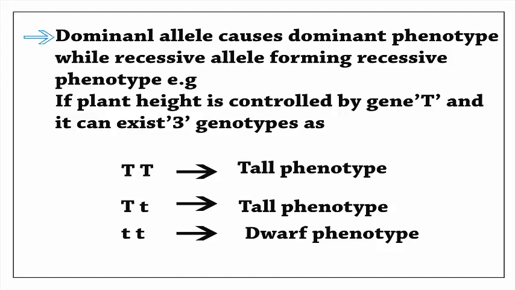The second condition is heterozygous, and in this heterozygous condition the phenotype is tall, which indicates that the tall allele is dominant over dwarf. So obviously the tall phenotype is dominant and the dwarf phenotype is recessive. So the dwarf condition will express phenotypically only in case of homozygosity.